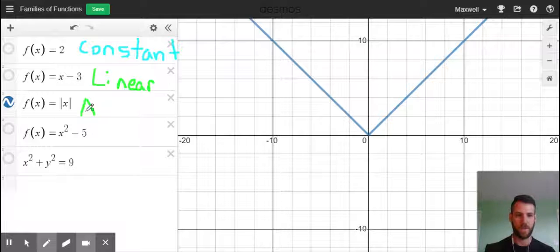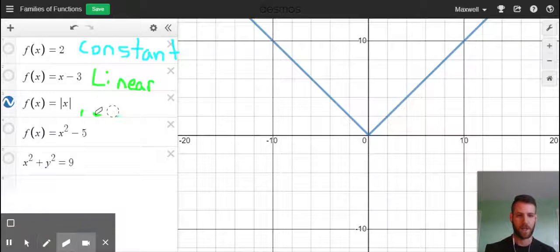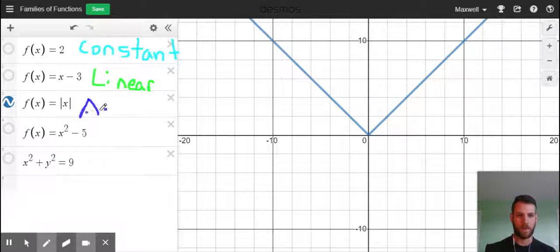I'm going to abbreviate absolute, just ABS, but I'm going to make it a different color. And those are absolute value. They can be transformed in different ways, but they'll always have either that right side up or upside down V shape.